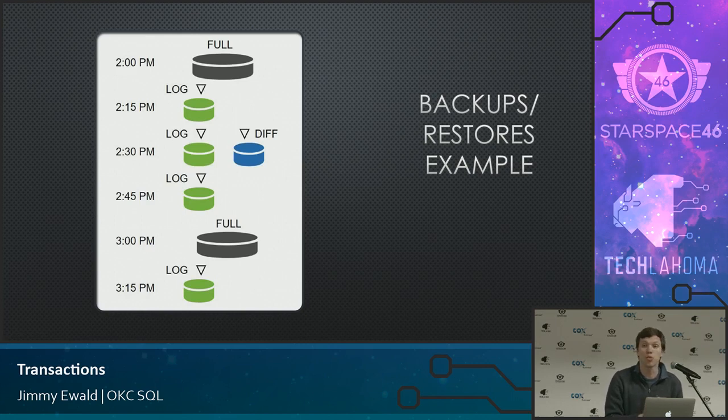We'd use the 2:30 differential, the 2:45 log, then the 3:15 log. Then, when we got all those tacked on, we could go back to 2:55. So it would make more sense to do a log file at 3 o'clock as well. There's no reason not to have one. I don't know why I didn't put one in there, it's just for the sake of an example. But it's a really good question. So we'd want to use the full, the differential, and then 2 logs, and then you could go to 2:55.